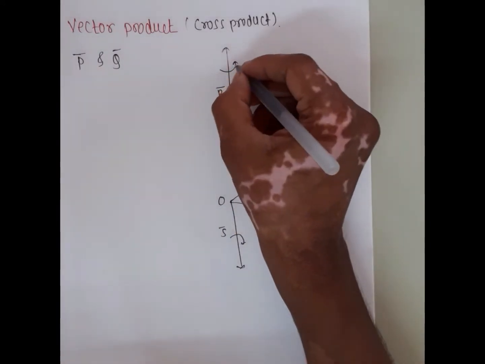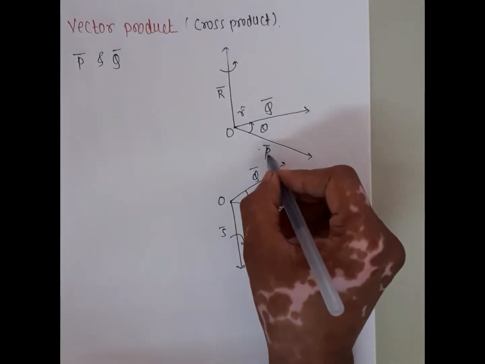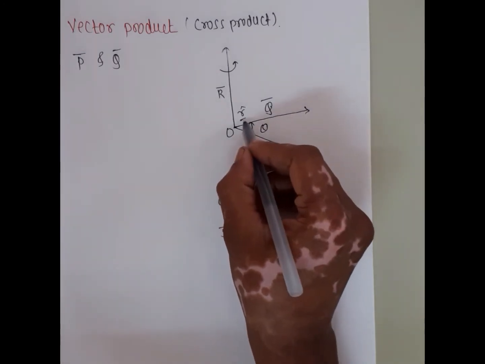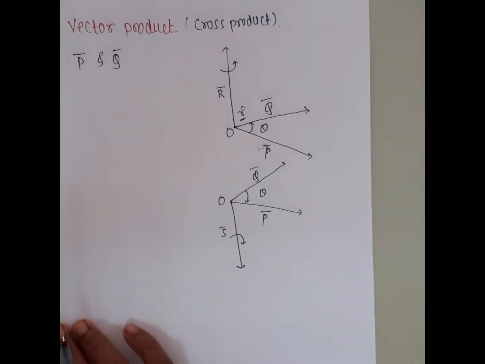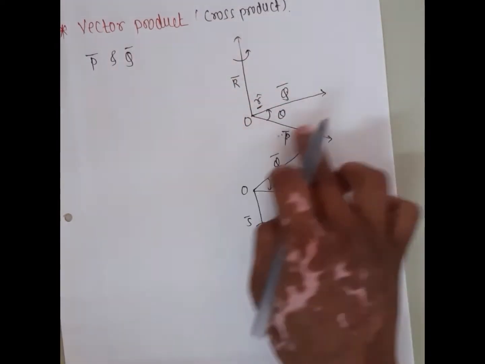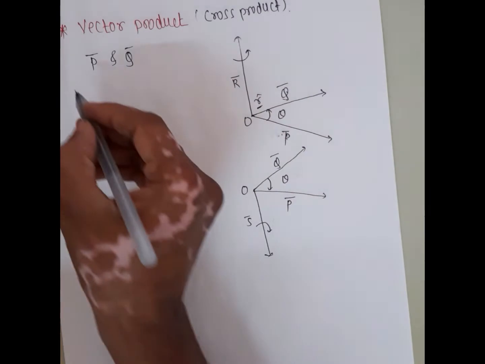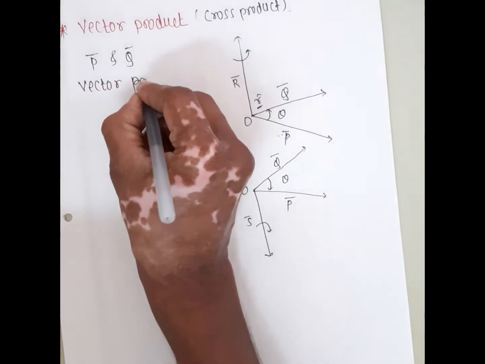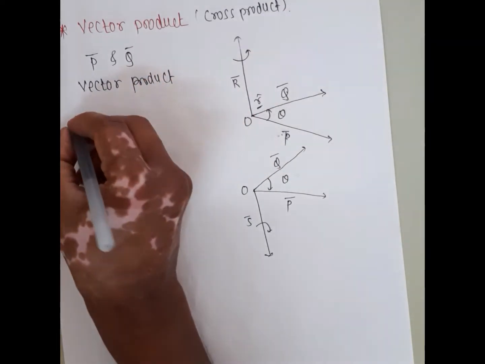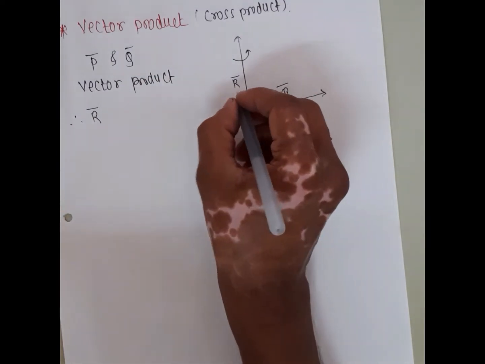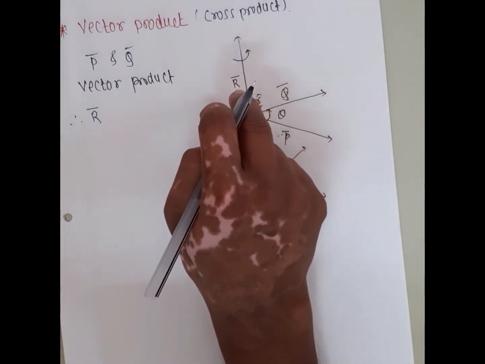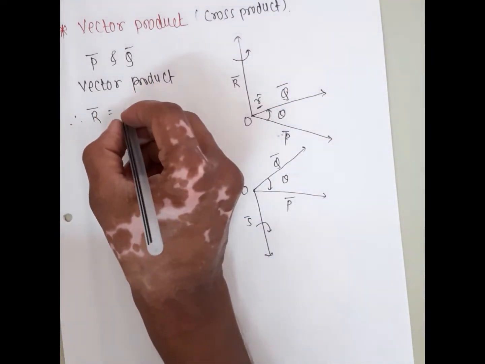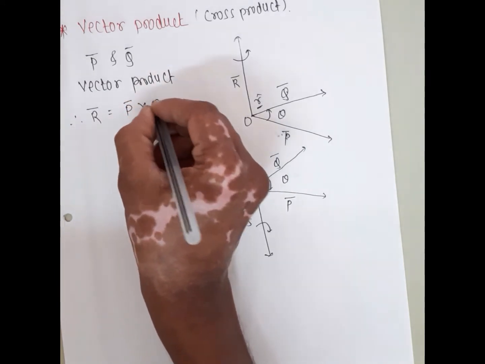See here, this diagram shows the directions of the vectors, the two vectors, and the angle created between them, and the unit vector. So how do we write the vector product of this diagram? It is written as r bar, the resultant vector, which can be represented as a combination of two vectors. So r bar is equal to p bar cross q bar.